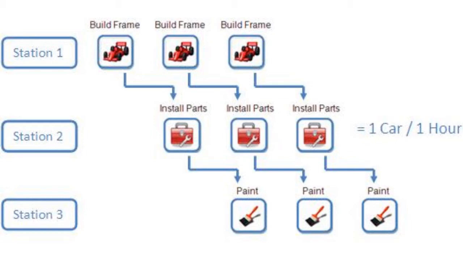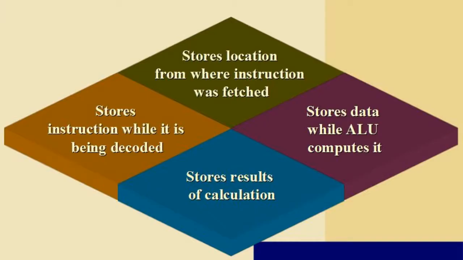The next thing I want to talk about has to do with processors containing registers. Registers are high-speed storage areas that hold data and instructions. They store instructions while they're being decoded, store results of calculations, store data while the ALU computes it, and store the location from where instructions were fetched. So it does four things.